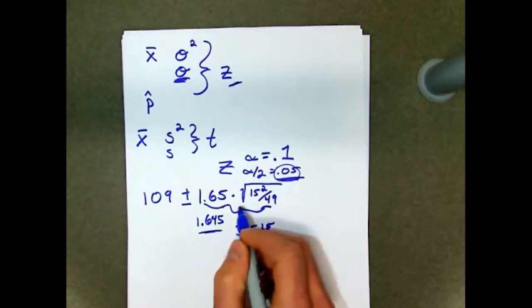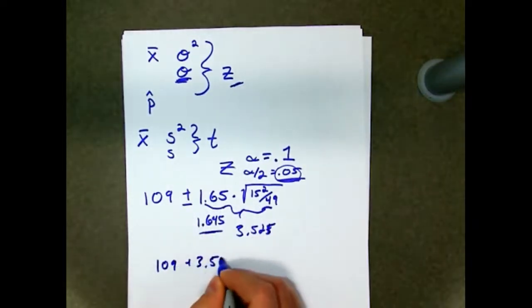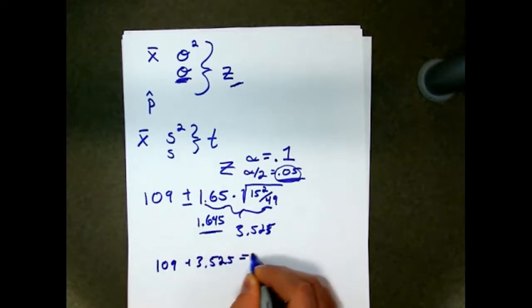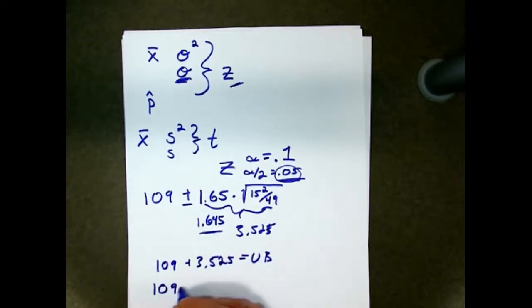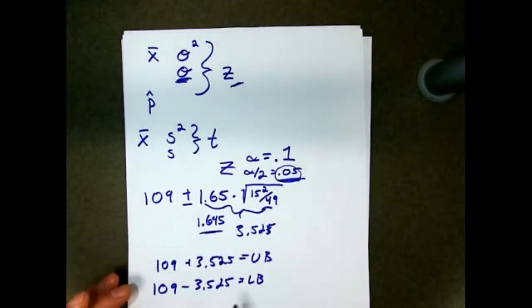That kind of represents my margin of error. So then I would just take 109 plus 3.525. That gives me my upper bound. 109 minus that 3.525 will give me my lower bound. That way I don't have to enter it into my calculator twice, right? Once I get the value once, I know I'm just adding that to get my upper bound and subtracting that margin of error to get my lower bound.